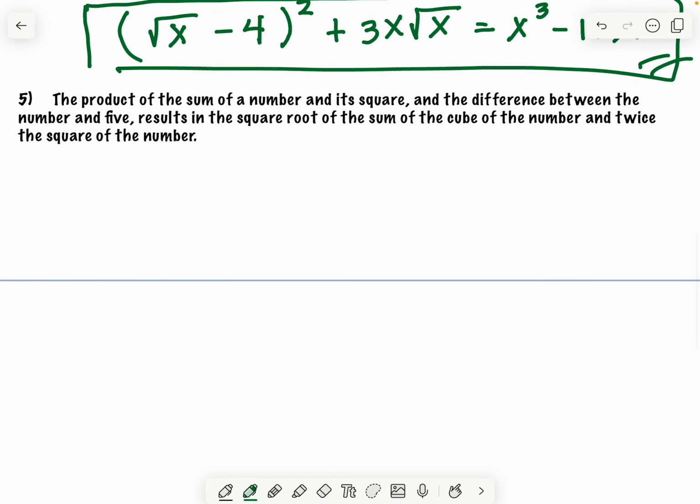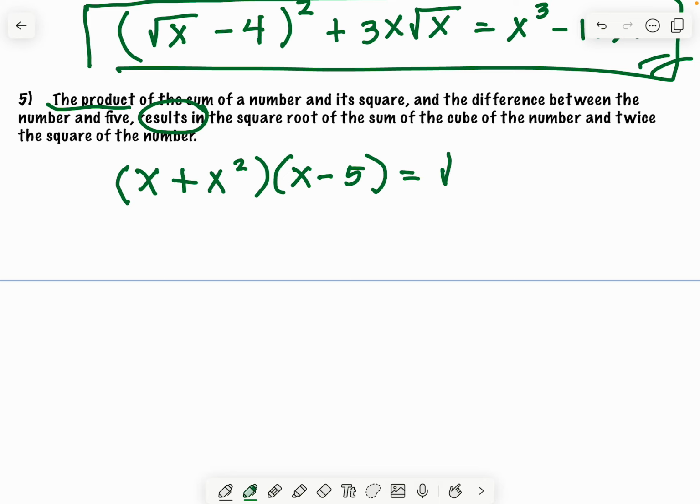Okay, last example. The product of the sum of a number and its square. So you have x plus x squared, sum of a number and its square, and then product, multiplication, and the difference between the number and 5, so x minus 5, results in, which is also equals, the square root of the sum of the cube of the number, so x cubed, and twice the square of a number, so 2x squared. So this is our final answer.